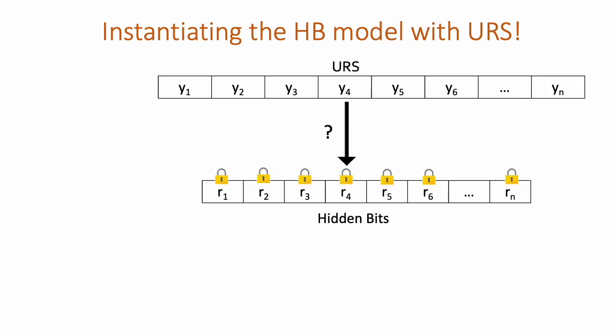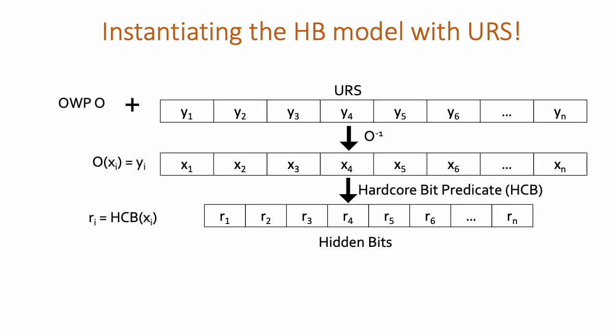In FLS, they showed how to instantiate the hidden bits with the URS using one-way permutations. Say you have some one-way permutation O and a uniform random string y_1 through y_n. Here you can consider each y_i to be some polynomial length string from the range of the one-way permutation. So you first invert these y_i's to get some x_i such that O of x_i is y_i. Then you compute the hardcore bit corresponding to these x_i, and that hardcore bit is said to be the hidden bit. So the hidden bit r_i is equal to the hardcore bit computed on x_i.